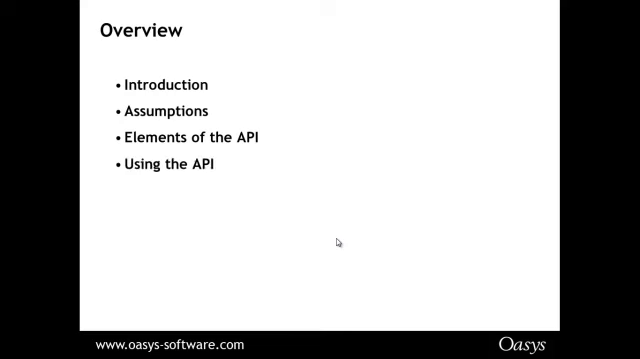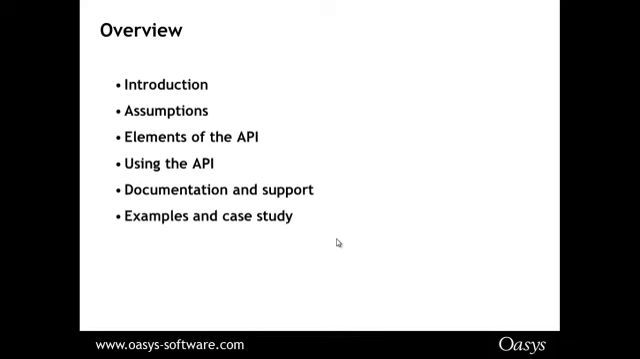How do we use the COM APIs in GSA? What documentation is available? And we'll end with some examples and a case study from Peter.